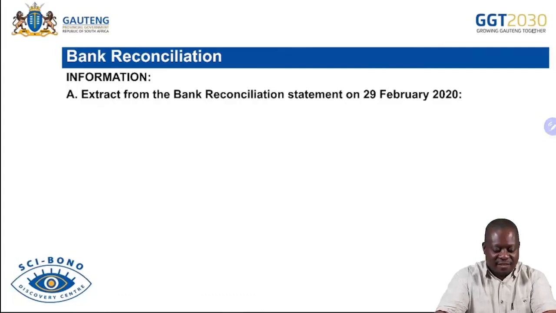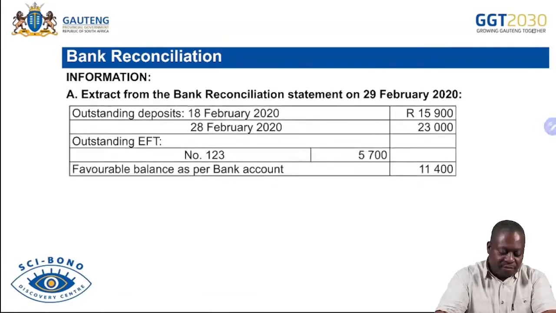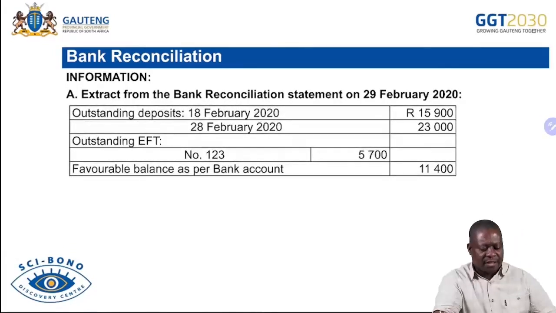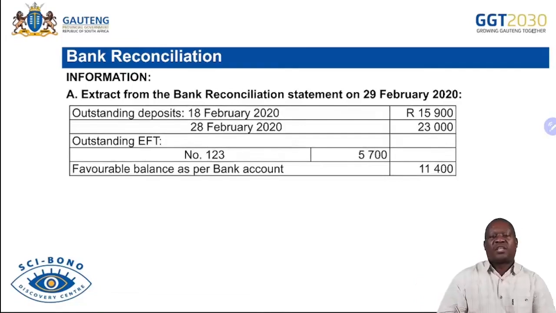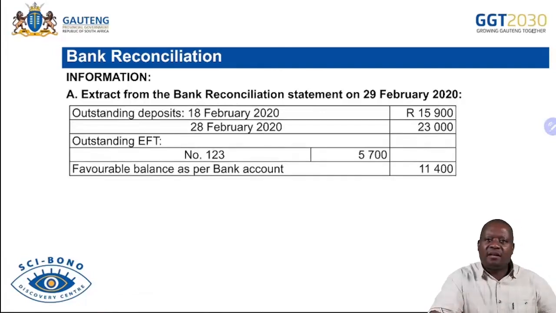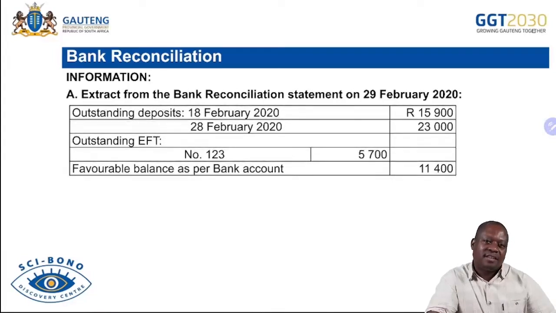A good thing. Now, information. Extract from the bank reconciliation statement of February. Remember, we are dealing with March, but they are bringing in the past. They are bringing in the bank reconciliation statement of February. But why? Why are these guys doing this? Do they just want to wrong us? It's like they don't like us, hey?